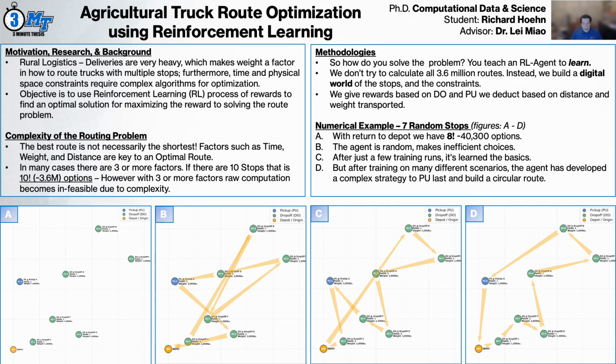And after many different training scenarios, which takes time on a good computer, you get a really good result where you can see that it has a circular motion, and more importantly, it put the pickup at the end, which is when you take on more weight. So you're carrying more weight, which will cost more fuel, which the system correctly figured out is the way to solve the problem.